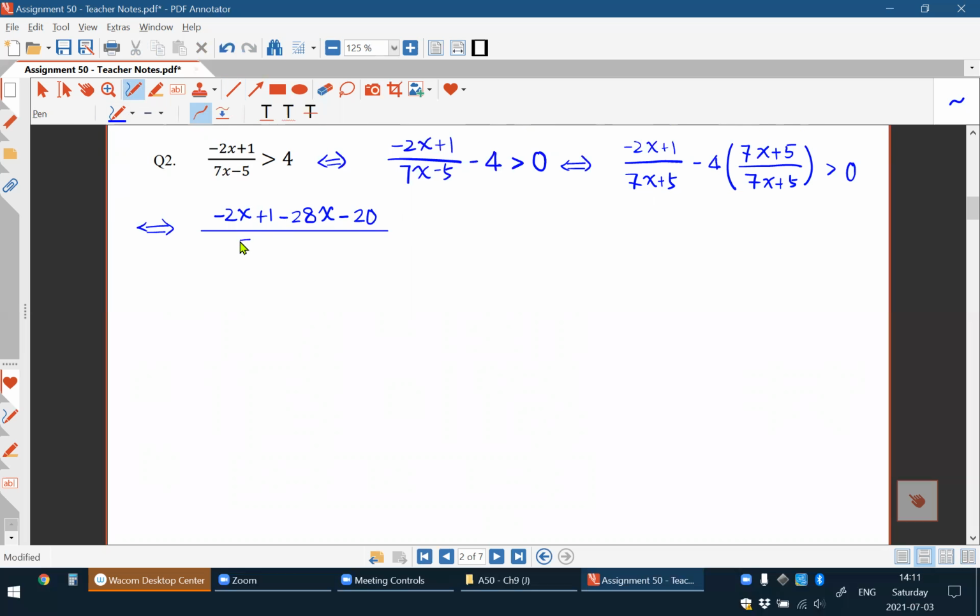And common denominator, of course, 7x plus 5. And this expression should be greater than 0, right? Okay, next step, simplify the numerator, which gives us minus 30x. And plus 1 minus 20 is minus 19, right?